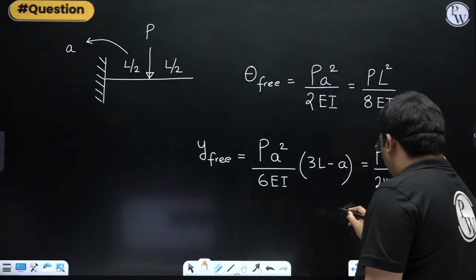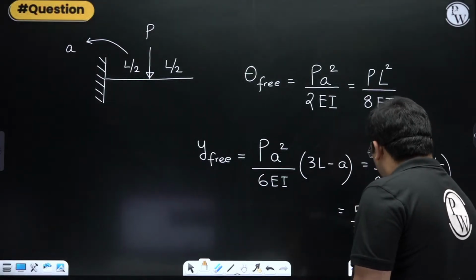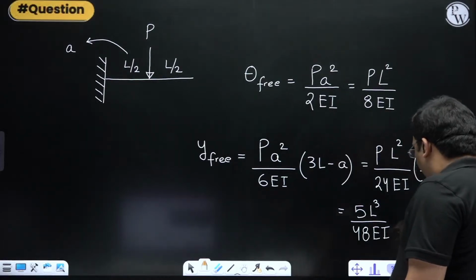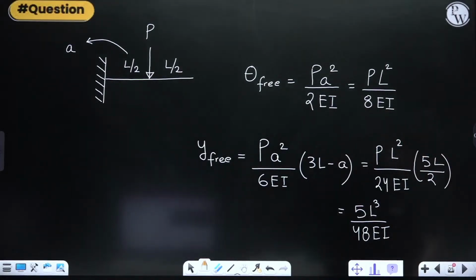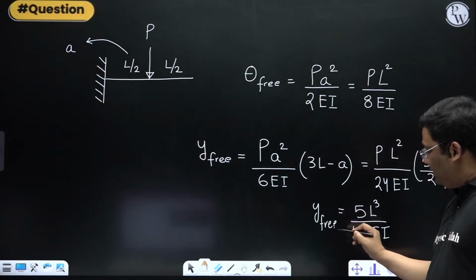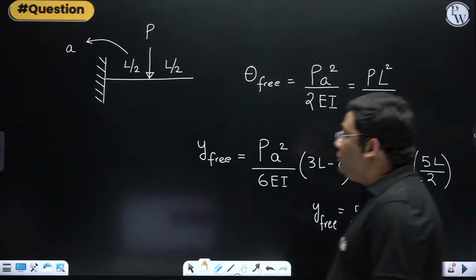So it becomes how much? 5L cube by 48 EI. 5L cube by 48, yes, easy. So this I get, right? Yes, very easy.